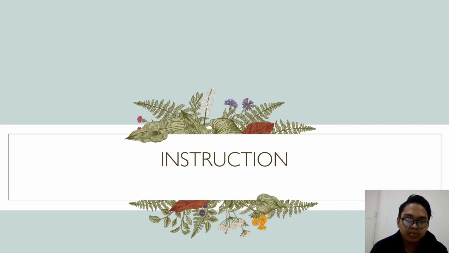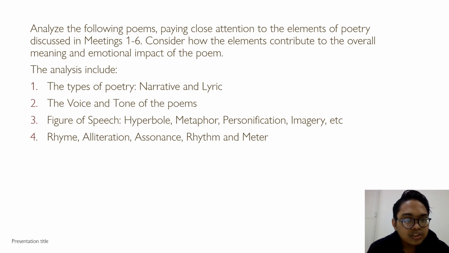The instructions for today. Analyze the following poems, paying close attention to the elements of poetry discussed in meeting 1 until 6. Consider how the elements contribute to the overall meaning and emotional impact of the poem. The analysis include number 1 is types of poetry, which is narrative and lyrics. Number 2 is the voice and tone of the poems. Number 3 is figure of speech, the hyperbole, metaphor, personification, imagery, etc. Number 4 is rhyme, alliteration, assonance, rhythm, and meter.